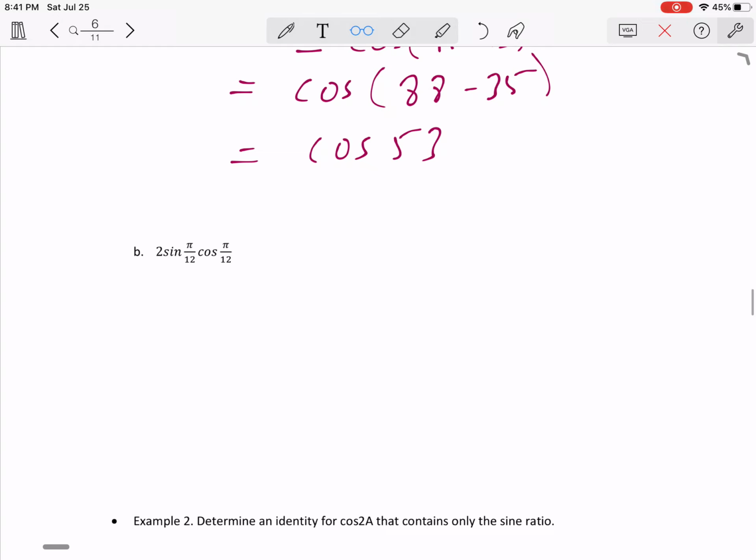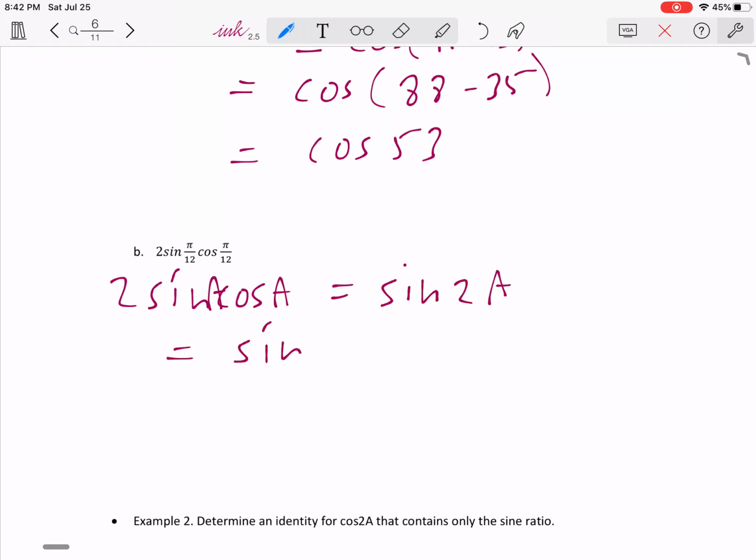It doesn't matter if you're in degrees or radians, same idea. Here, you've got 2 sine A cos A. It would not be valid if the two angles were different, then it wouldn't be sine A cos A. So that's saying that they're the same, and so this simplifies to sine 2A. That's going to equal sine of 2 times pi over 12, which equals sine pi over 6. Again, you can just leave your answer like that.